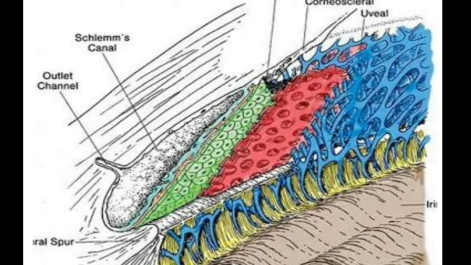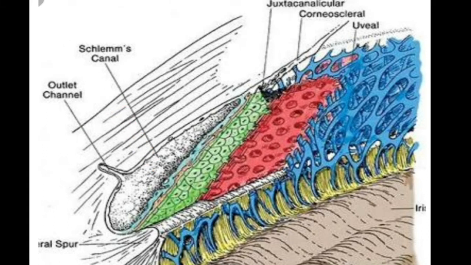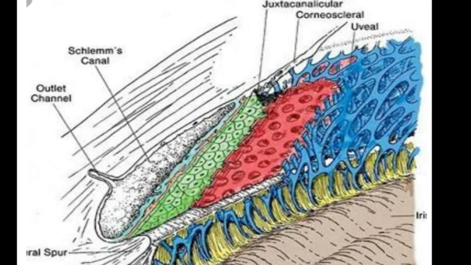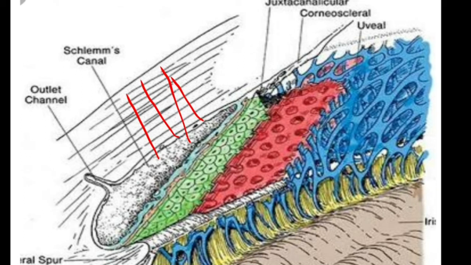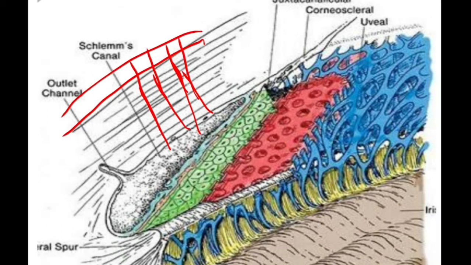There is a peculiar arrangement of these collector channels, like a direct system and an indirect system. In the direct system we have a large single vein which will drain into the episcleral veins, whereas in the indirect system we have numerous finer channels which form the intrascleral plexus before draining into the episcleral vein. So ultimately it is draining into the episcleral vein, but some of the veins may go a little more and then get drained through the conjunctival veins. This is about the drainage of the aqueous humor.